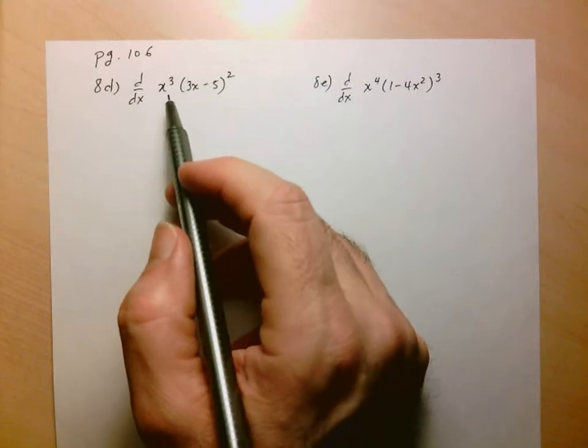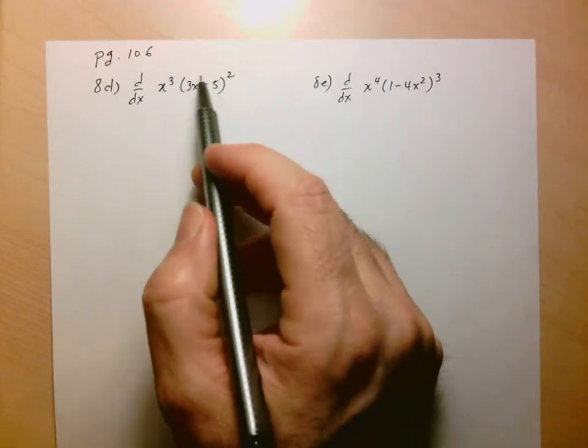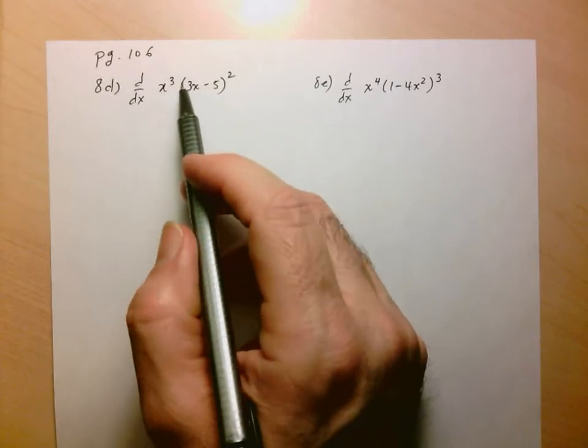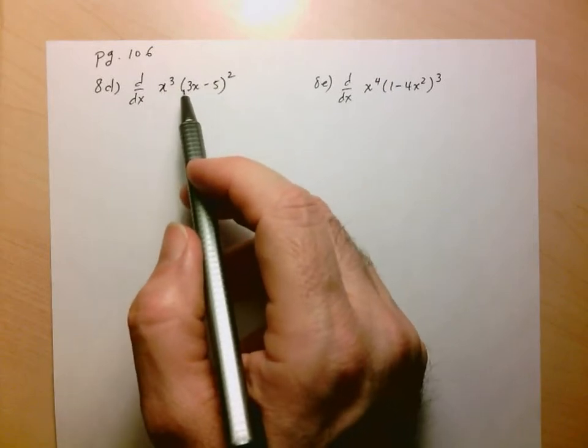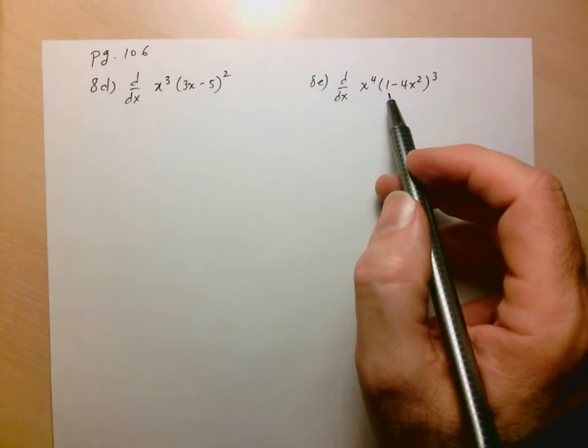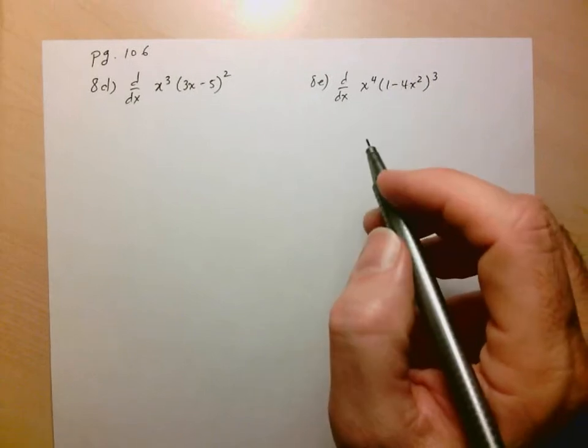One thing we can do, which wouldn't be too hard, would be to square this binomial and then multiply by x cubed. That would actually be reasonable, whereas I would say much less reasonable in 8e. But I'm going to solve both of these using derivative properties.